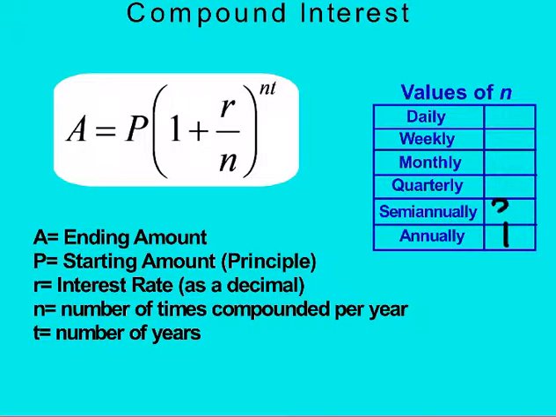Semi-annually is going to be twice a year. Quarterly is 4 times a year. If you think about quarter, there's 4 quarters in a dollar. Monthly, there's 12 months in the year, so that's going to be 12. Weekly, there's 52 in a year. And daily is 365. We're going to pretend there's no leap year. Okay, so that is each of those N values. It's nice to have those charts so that as you're calculating, you make sure you have those N values available to you.